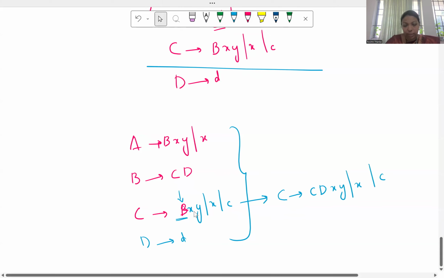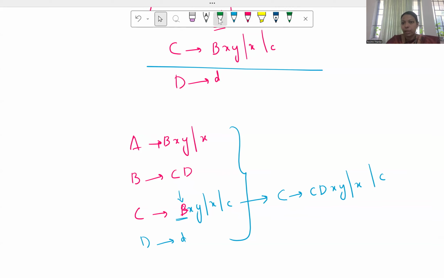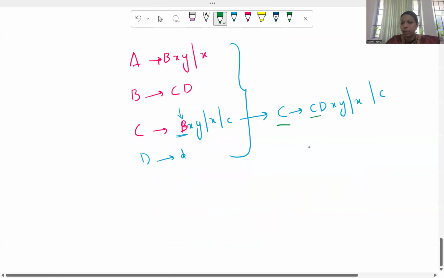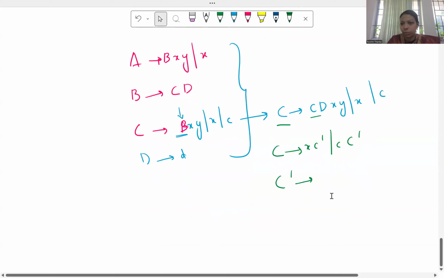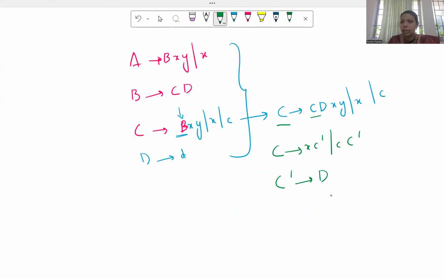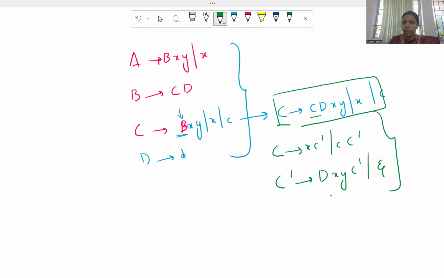When you look at this, it seems there is no left recursion. But when you do the substitution, you can now see there is a left recursion. See, this one and this one are the same, right? Now we have to remove the left recursion. What will you do? C tends to the remaining productions which don't start with C. So that is XC dash and small c, C dash. Then C dash tends to the other symbols other than C. What are they? DXYC dash, epsilon. Got it? So now this production is rewritten this way.